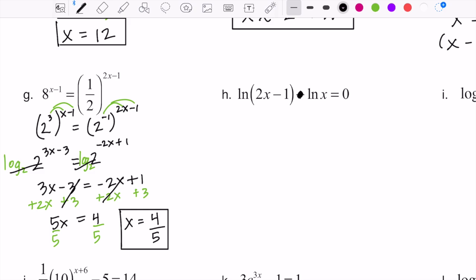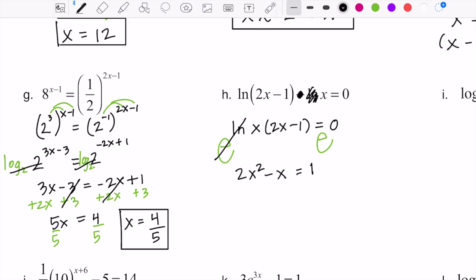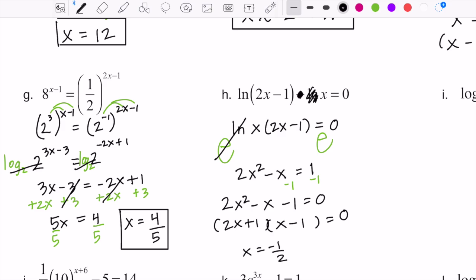Moving on to this logarithm, we are always going to condense first. So this is the natural log of x times 2x minus 1 equals 0. Then I'm going to exponentiate with the same base. These are going to undo each other. And then e to the 0 power is 1 because anything to the 0 power is 1. Then I have 2x squared minus x minus 1 equals 0. T-chart. And I get x equals negative 1/2 and 1.